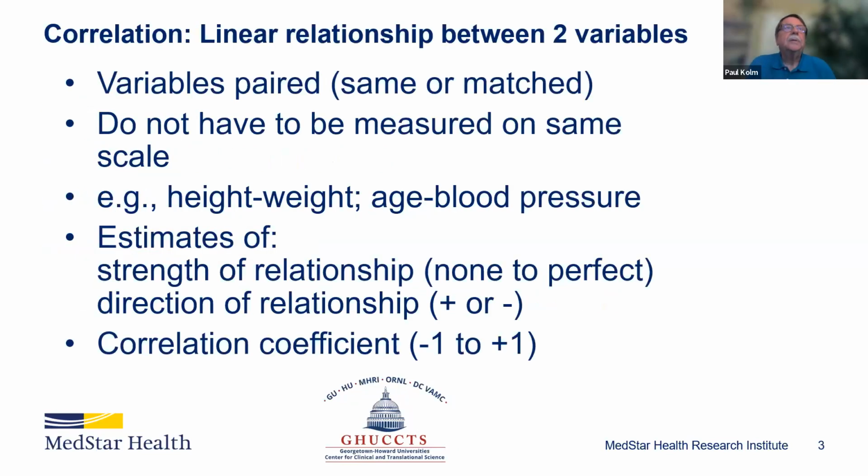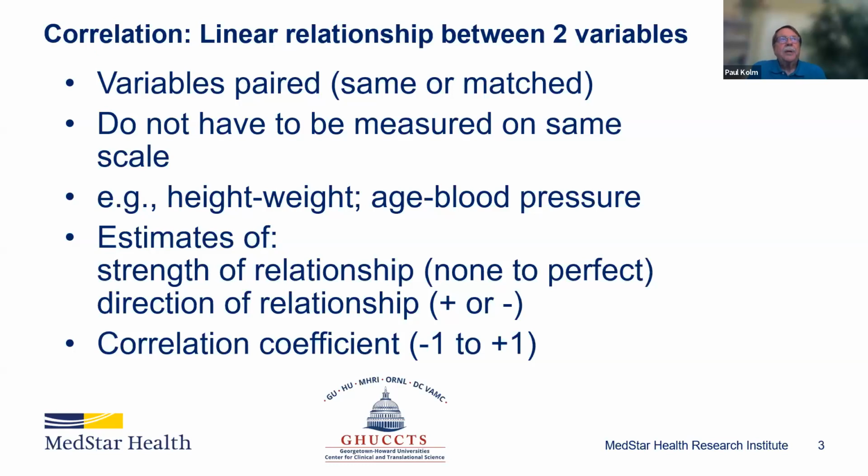So in terms of linear relationship between two variables, they're said to be correlated. So the data that we have is variables that are paired. So it can be the same person, the same patient, or they can be matched in some way. The variables obviously don't have to be measured on the same scale. So for example, height and weight, age and blood pressure.